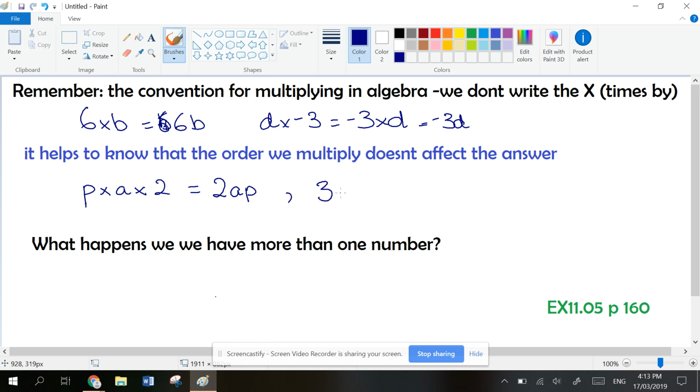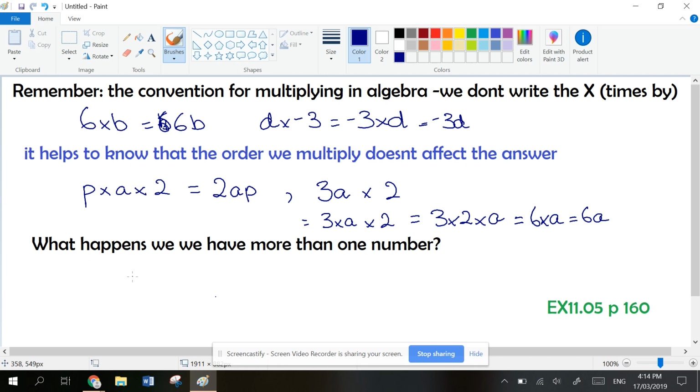Let's try another one and make it a little bit trickier. If we have 3a and we times that by 2, well, we know that 3a means there's times in there, so it means 3 times a. And remember, we're multiplying by 2, and the order doesn't matter, so I can write that as 3 times 2 times a. Okay, so what we do here is that we know that 3 times 2 we can write as just 6. And 6 times a we write as 6a.